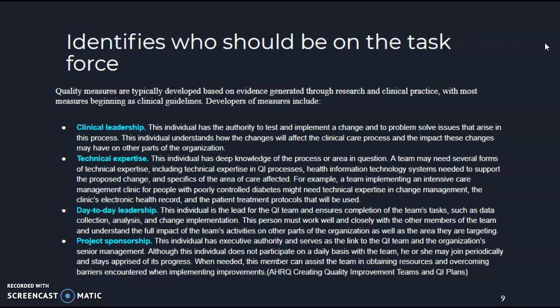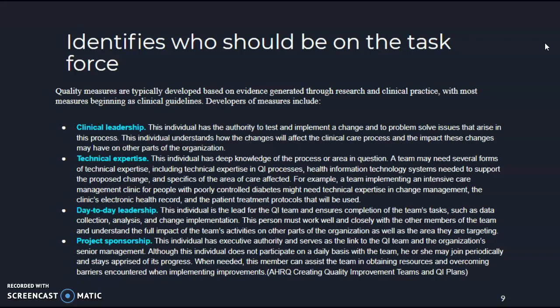We need to have a technical expert on our task force. This individual has deep knowledge of the process or area in question. A team may need several forms of technical expertise, including technical expertise in QI processes, health information technology, systems needed to support the proposed change, and specifics in the areas of care affected. A good example of this would be a team implementing an intensive care management clinic for people with poorly controlled diabetes might need technical expertise in change management and clinical electronic health records and the patient treatment protocols that will be used.